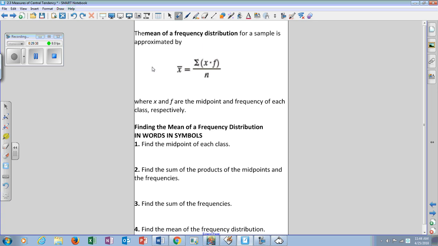All right, the mean of a frequency distribution for a sample is approximated by x bar equals the sum of x times the frequency divided by n, where x and f are the midpoint and frequency of each class, respectively. So the first thing you have to do is find the midpoint of each class. In order to do that, it's upper limit plus lower limit divided by 2.